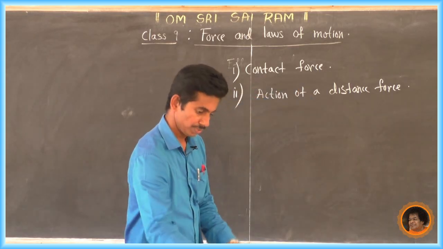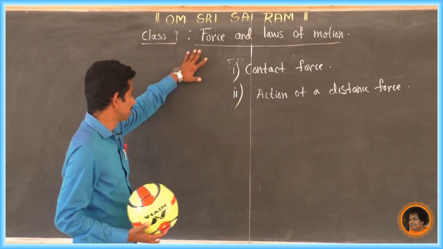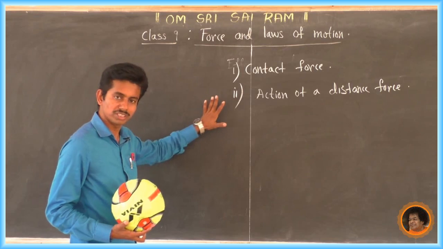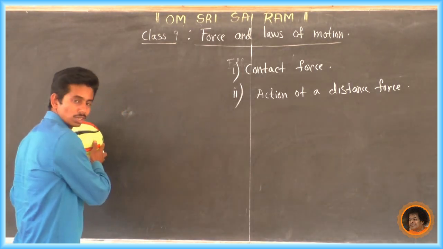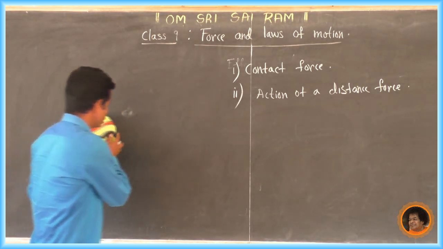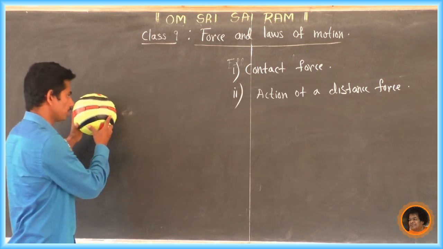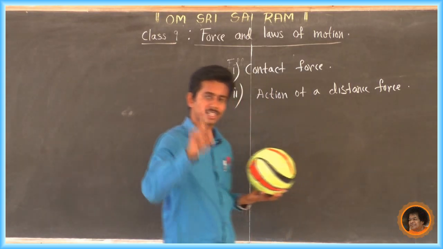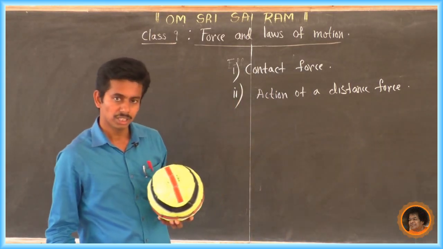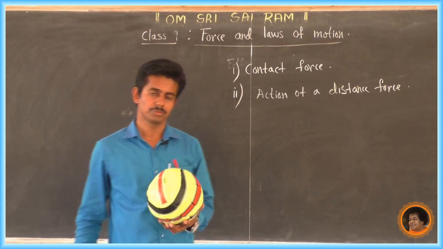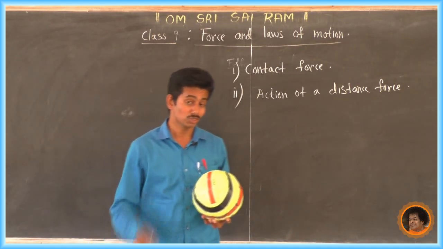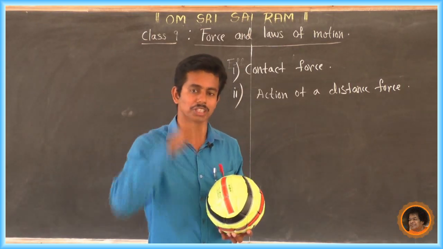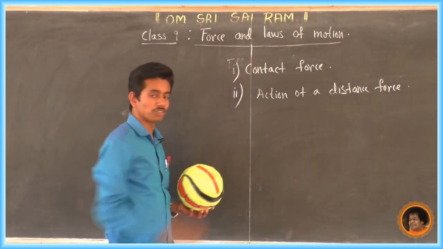One example is this floor. Now it is not a blackboard, it is a floor. If I throw or push the ball from this part to this part, it moves like this. At one instant it stops. Why does it stop? Your answer is because of friction. What is friction? Yes, it is a contact force.